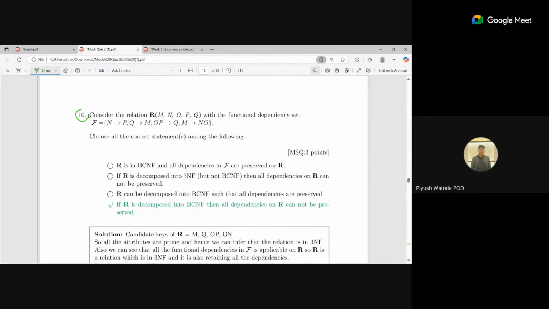So here we have question number 10. We have R and we have F. First we need to check whether R is in BCNF or whether R is decomposed into 3NF, BCNF. Which of the statements are correct? You need to check each one of the statements, it is an MSQ question. So can we decompose this relation R to a BCNF? Let's try to do that.